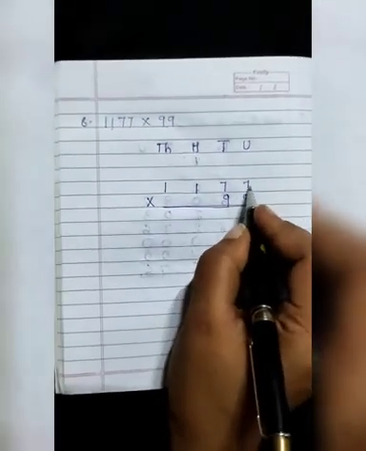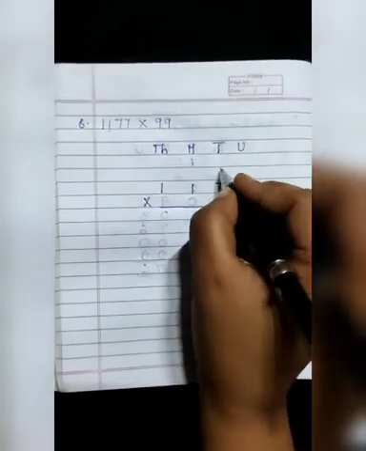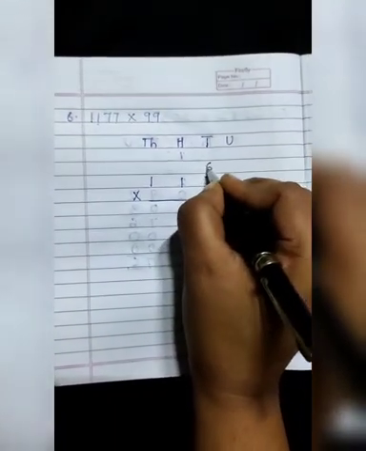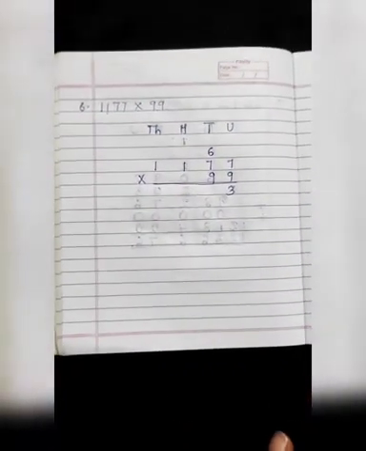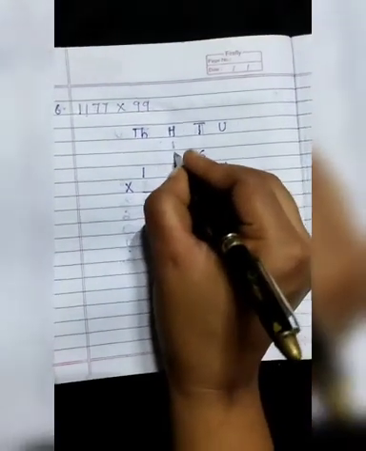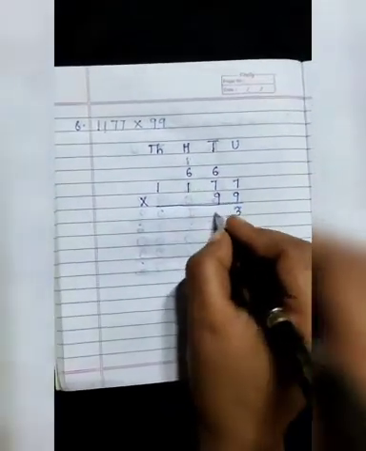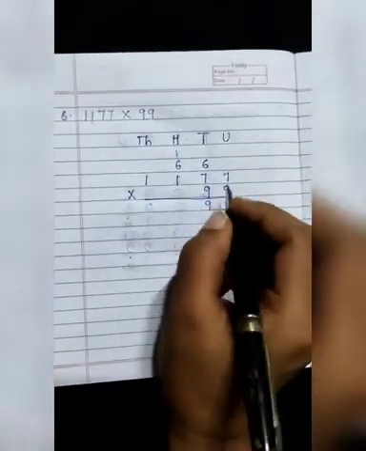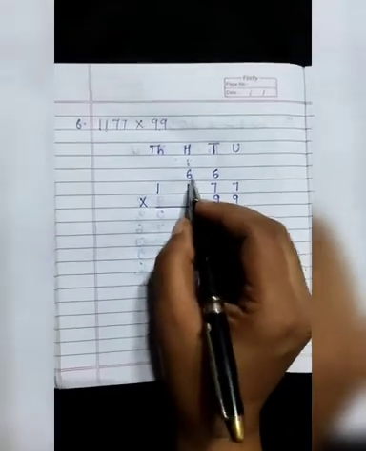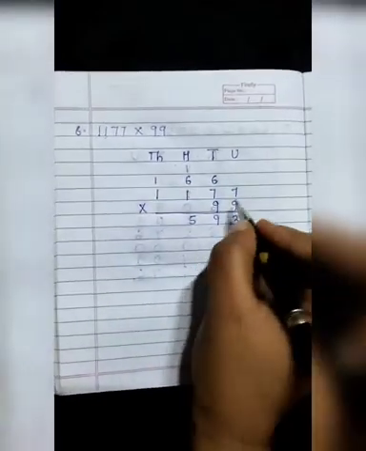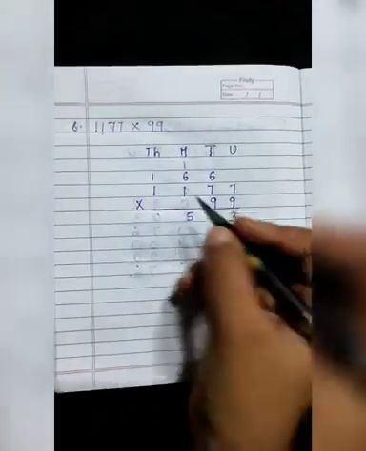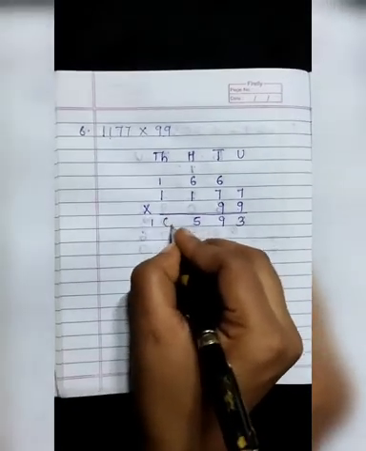Now 9 sevens are how much? It is 63. So 6 we will write up and 3 we will write down. Again 9 sevens are how much? 63 plus 6, it will be 69. So 6 we will write here and 9 we will write down. 9 ones are 9 plus 6 will be 15. 5 here and 1 carry. Again 9 multiplied by 1 will be 9 and plus 1 it will be 10.